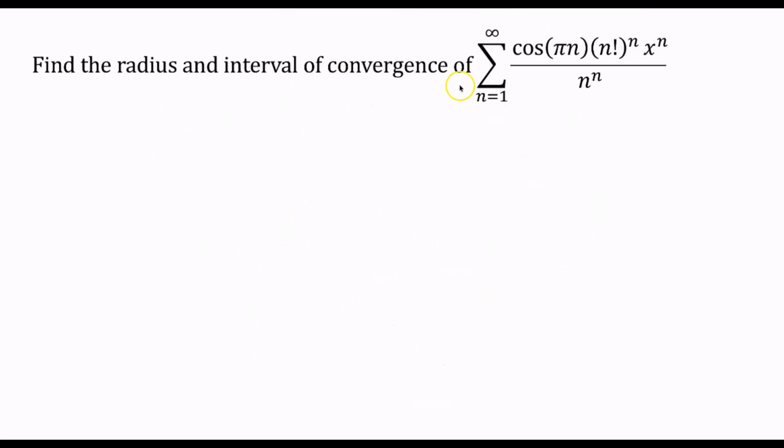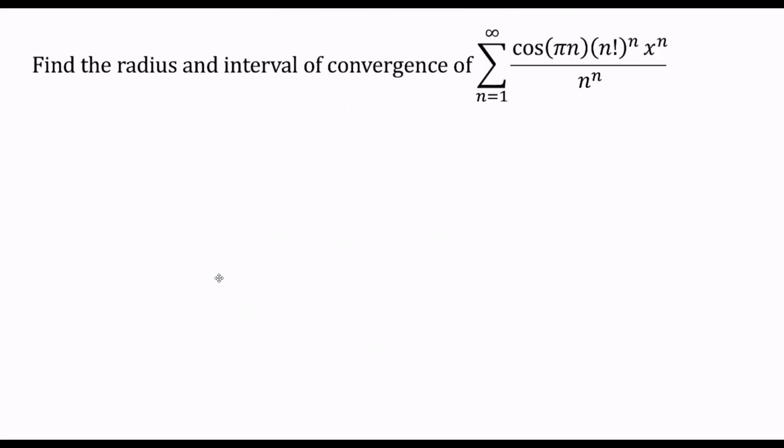Let's find the radius and interval of convergence of the sum of n equals 1 to infinity of cosine of pi n times n factorial to the n, x to the n, over n to the n. So for this one, we are going to use the root test. This is definitely not geometric. And here we have everything raised to this nth power.